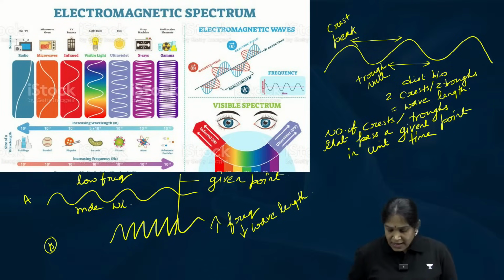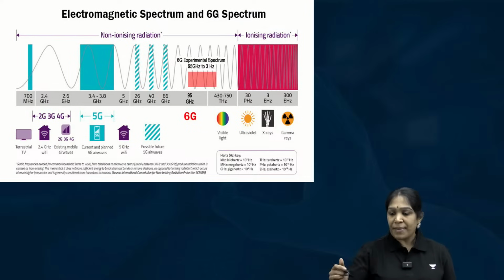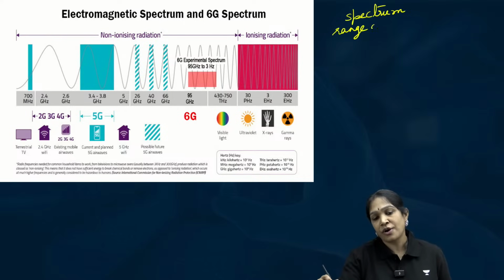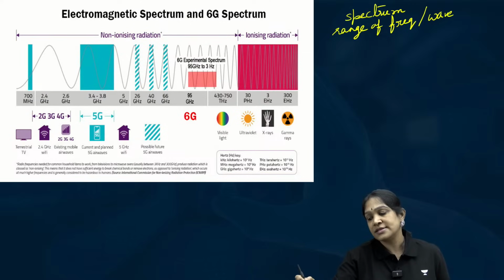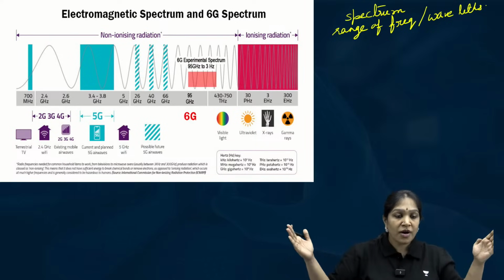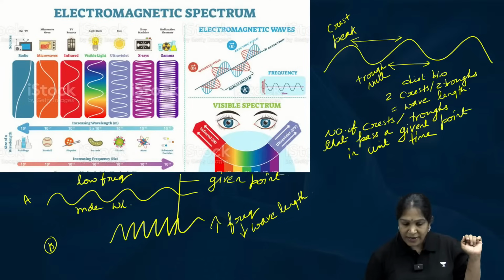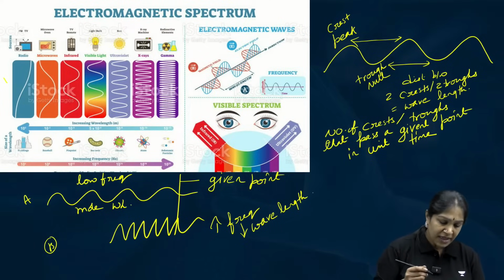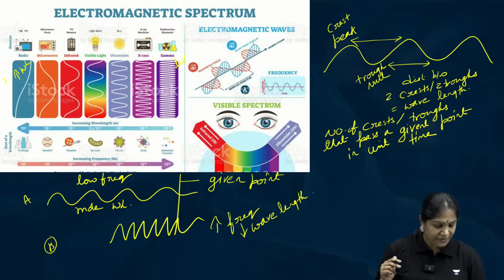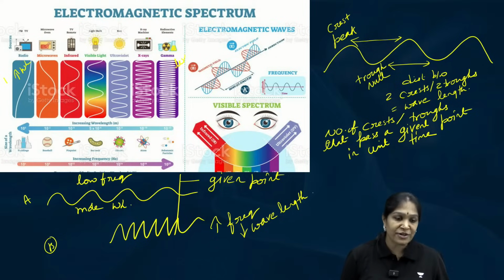So, next word is band, spectrum. What do you mean by the word spectrum? Spectrum is a range of frequencies or wavelengths. Is it clear? It is a range of frequencies or it is a range of wavelengths. Look at here. From more wavelength to less wavelength. Is it clear? From more wavelength to less wavelength. That is called as spectrum.